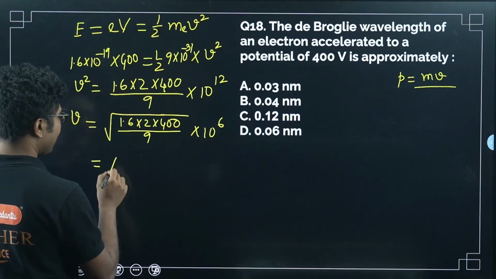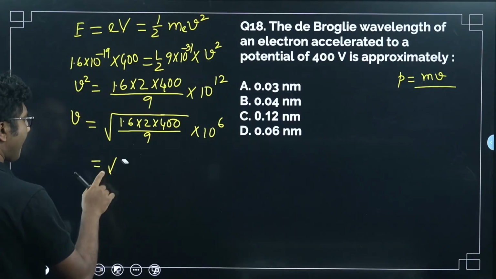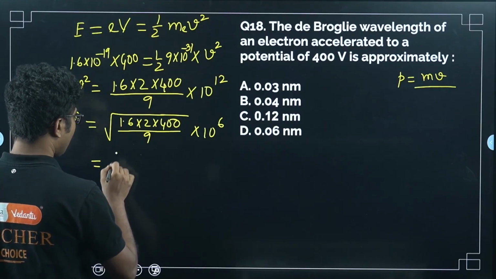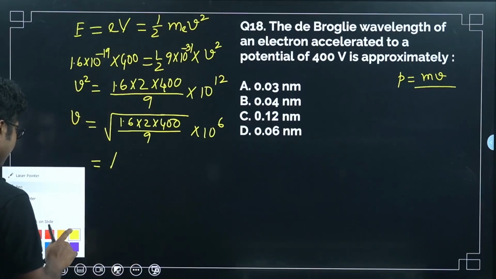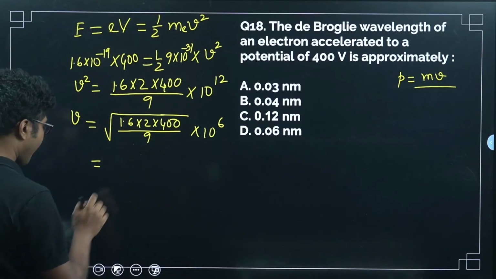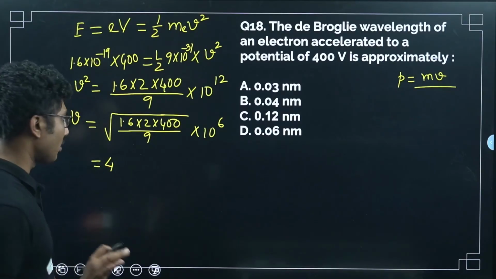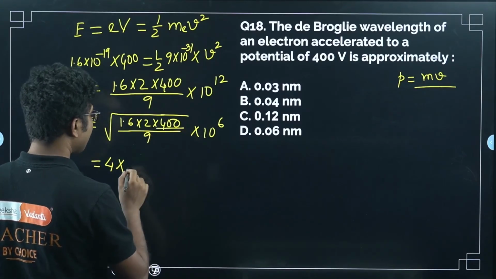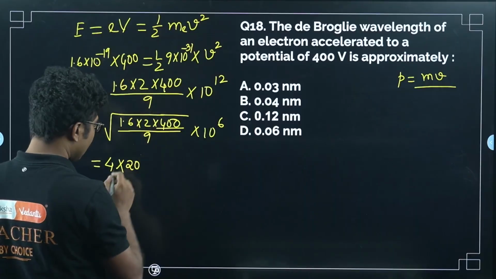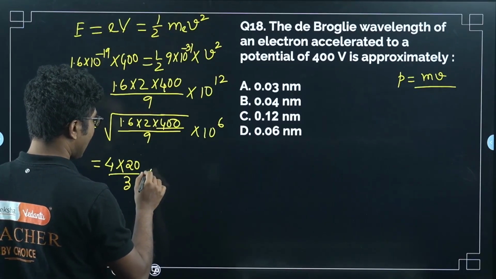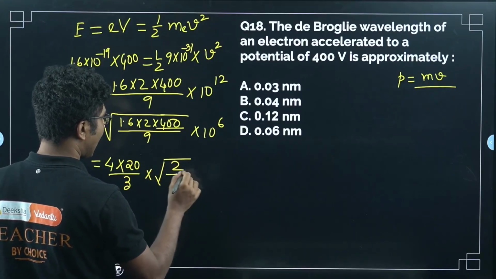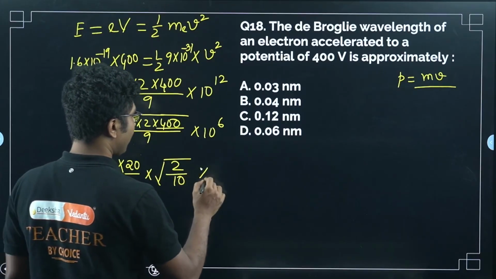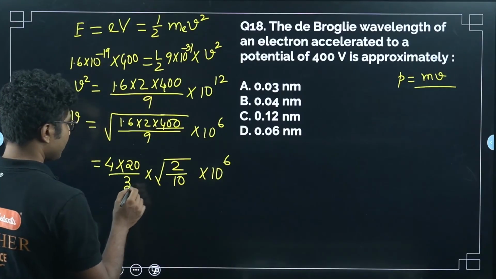Now 1.6 can be written as 16 by 10, right? So 16 means square root of 4. Those who are writing 0.4, they are wrong. Okay, so 16 by 10, so that 4 comes out. 400 means 20. Okay, and divided by 9 means 3. Okay, times 10 to the power of 2 was here, and we have multiplied with 1 extra 10, so it will be here, right? Times 10 to the power of 6. Okay, so we can cancel this.